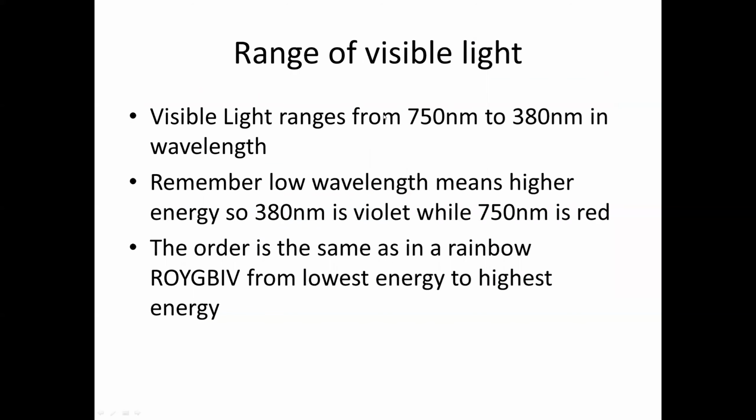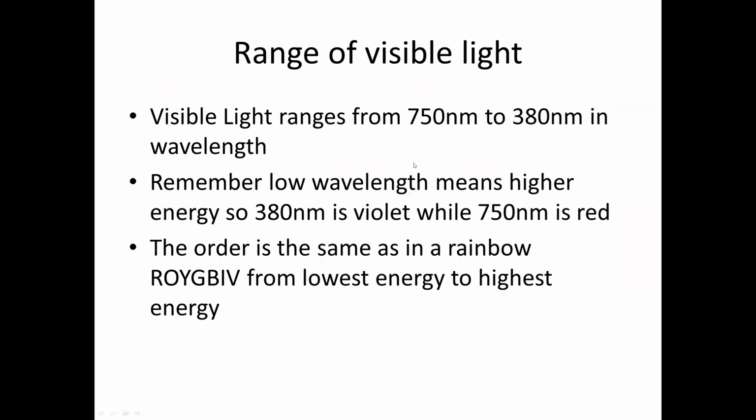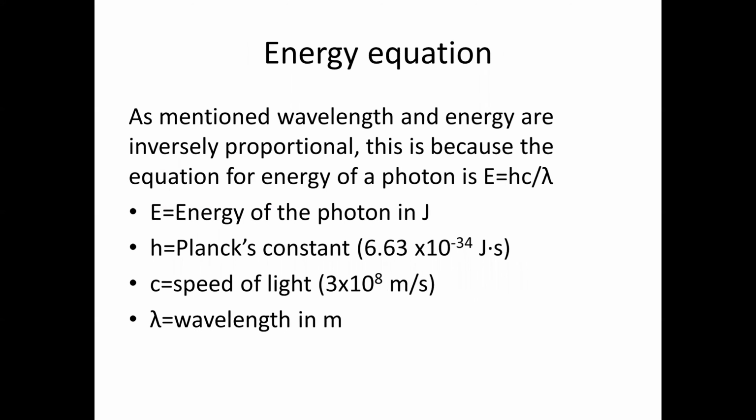Visible light ranges from 750 to 380 nanometers in length. You can see it's actually a really, really small section here. I think you might want to know the range of visible light. I don't think you have to know the specific range of where red light is or what range is green light. They'll usually tell you either in the passage or the question, but you should know the general range of all visible light. Again, remember low wavelength means higher energy, so 380 nanometers is violet, while 750 is red. The order is the same as in a rainbow, Roy G. Biv, from lowest to highest energy.